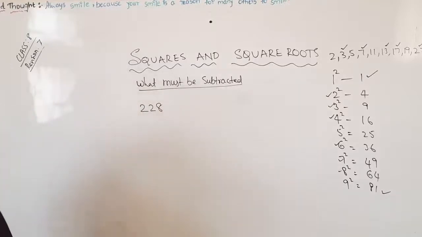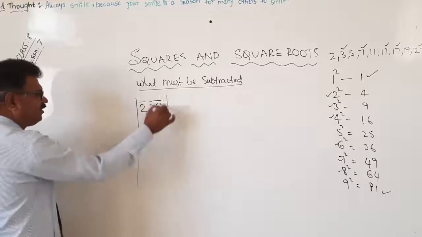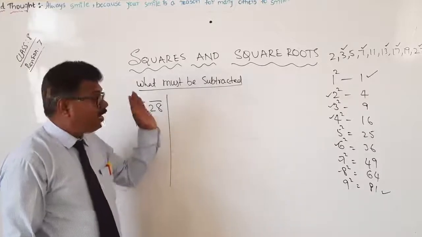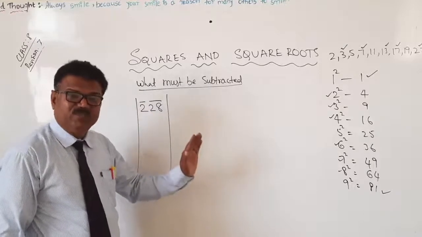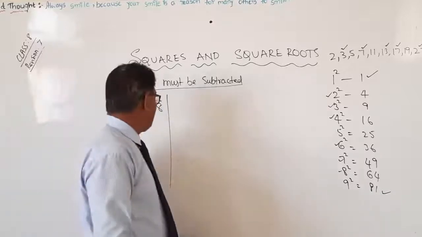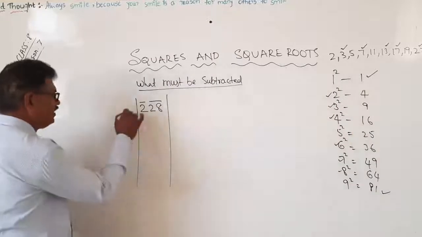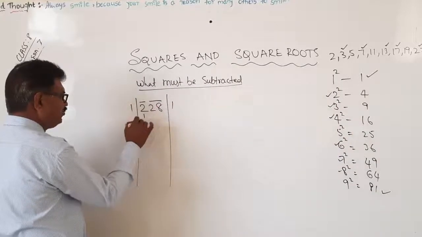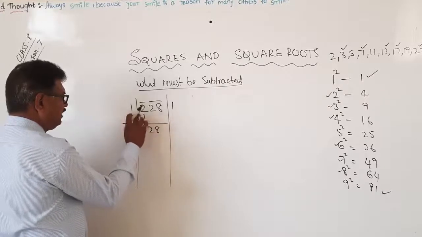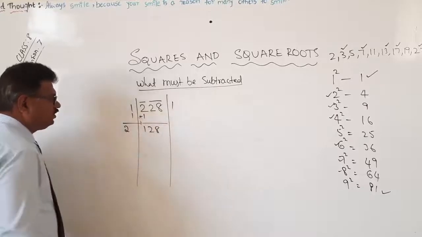228. Now, what must be subtracted, what must be added means we should do only the division method. What must be multiplied and what must be divided means we should do the prime factorization method. Okay? Now 2 is there. 2 lies between 1 and 4. Therefore, we should take only 1. 1 into 1 is 1. 1, 2, 8. So here it is 2 minus 1, 1.